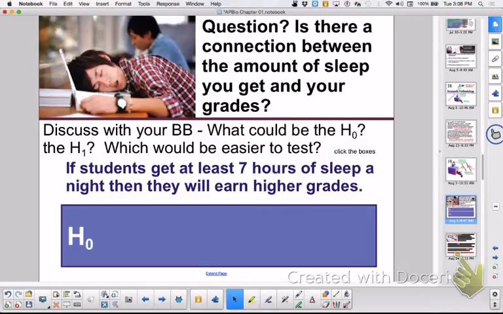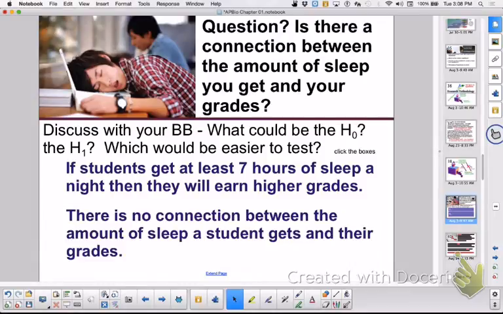So we decided instead of doing a research or alternative hypothesis, we're going to go with a null hypothesis. We're going to say that there is what? No connection. Because then if we compare the amount of sleep with people's grades that they're earning, we can do the chi-square test to see if possibly it looks like we can disprove the null, which then supports the idea that sleep is a factor in your grades.